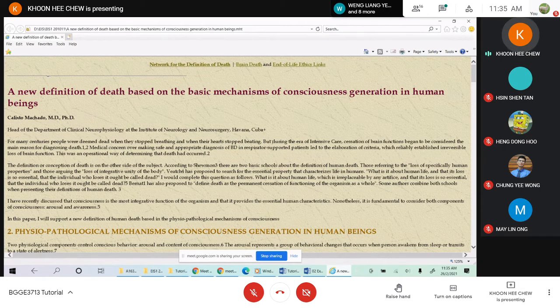But on top of that, with the new development of technology, cessation of brain function began to be considered the main reason for diagnosing death. So even though you are still breathing and your heart is still pumping, if the specialist or neurologist determines that there is brain death, then you are declared dead. This is the definition of death commonly used in today's world.